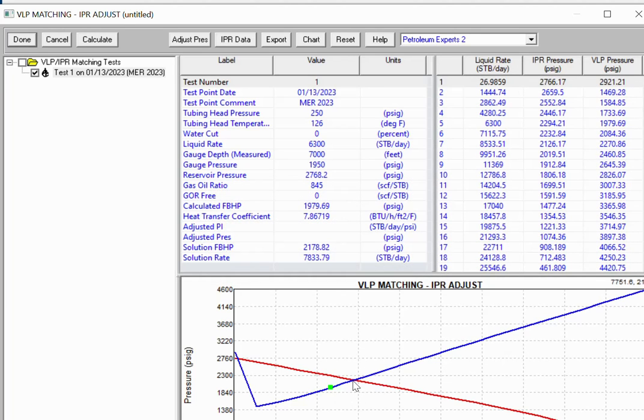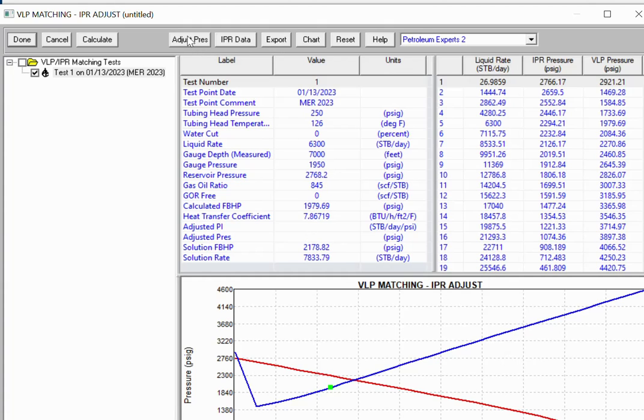Okay, so we have this thing here, and this is actually the point we're expecting. If you look at the reservoir pressure, 2768, it's asking, is there any discrepancy? Solution flow bottom oil pressure is 21, and then what do we have here? Calculated flow bottom oil pressure is 1978, so the discrepancy is here, this and this. Then solution rate is 7,008, and our rate was actually 6,300.